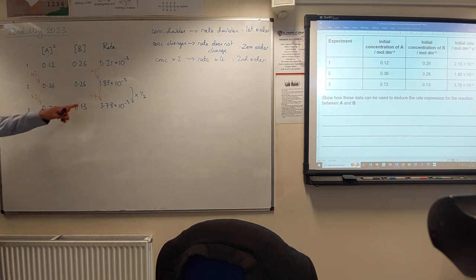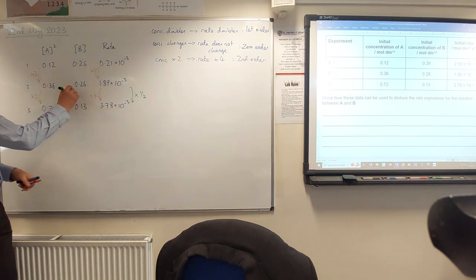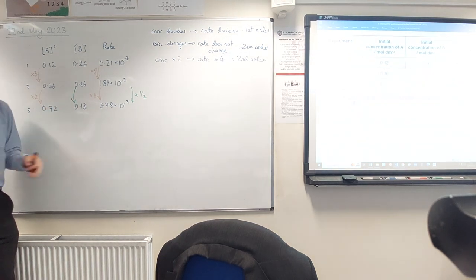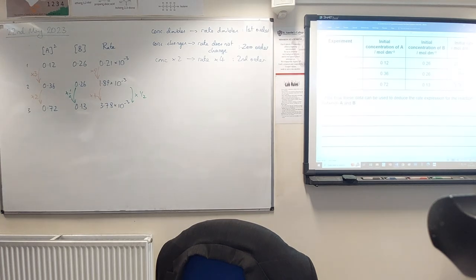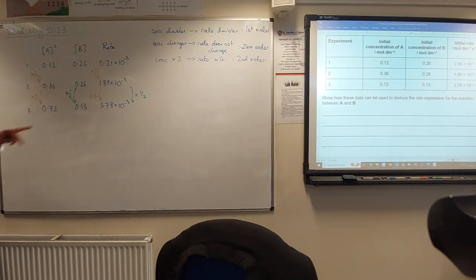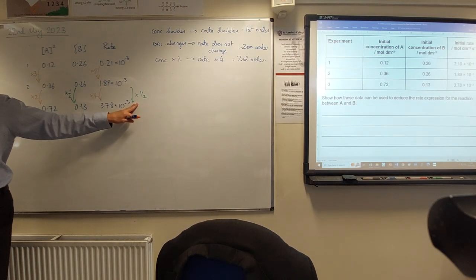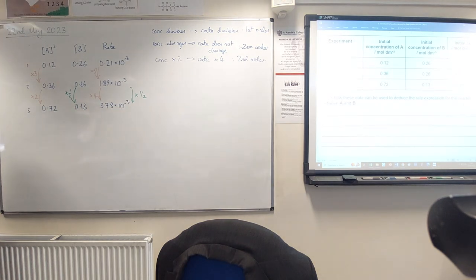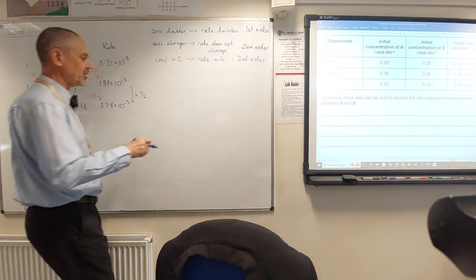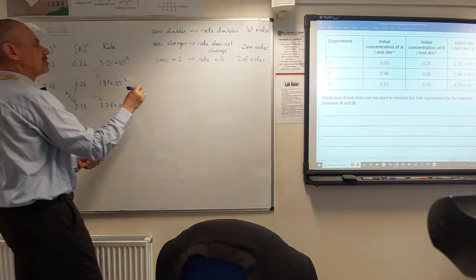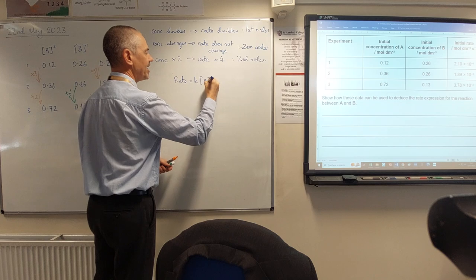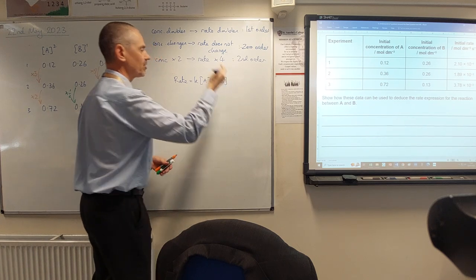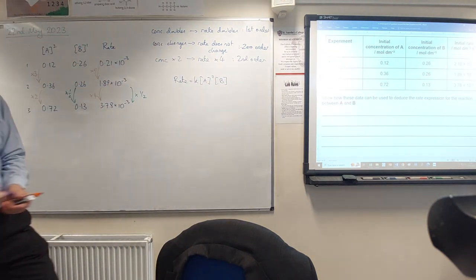It's gone up by 4 because we've doubled A. So that times half must be because of the change in B. Well, let's have a look at the change in B. Oh, that's halved as well. So if that's halved and the rate's halved as a result of that change, then it must be first order with respect to B. So it's A squared B to the 1, or we can just leave it as it is.